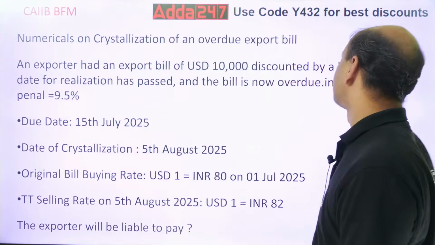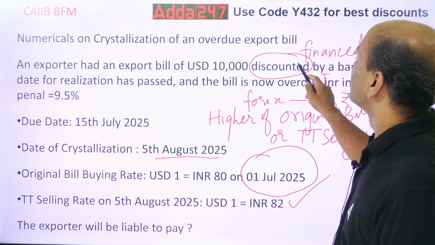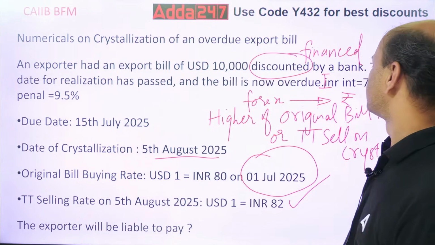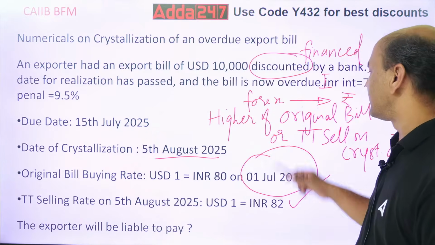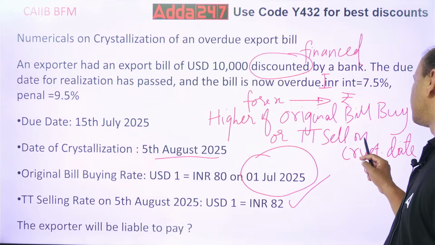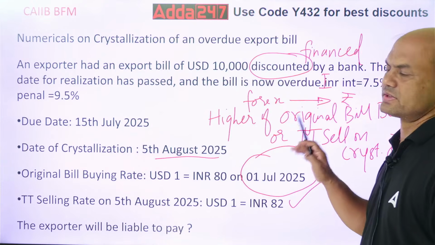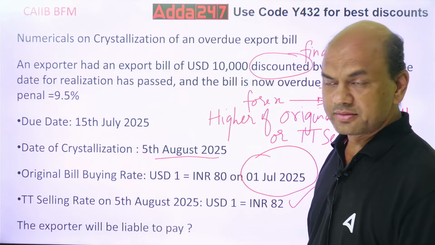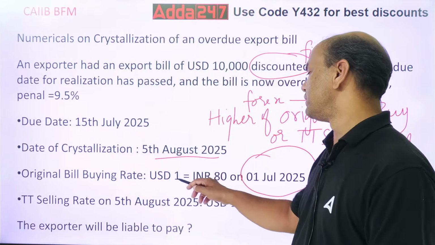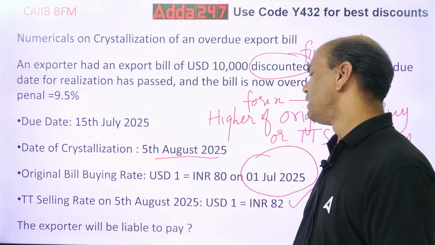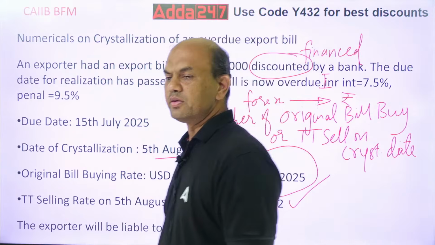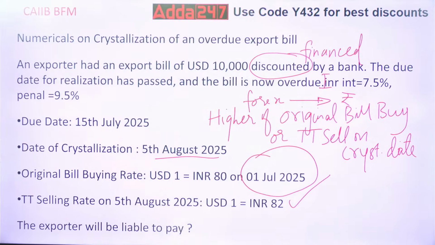So what will we be doing? Firstly, it was discounted, so we have financed. We are converting Forex to rupees. So what is the rate to be followed? Higher of original bill buying rate or TT selling rate on the crystallization date. So we will be following the higher of these two rates. What is the original bill buying rate? USD 1 equals to INR 80. And TT selling is USD 1 equals to INR 82. So you will be following now INR 82, right?